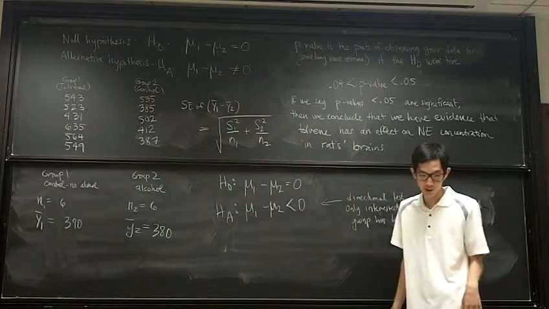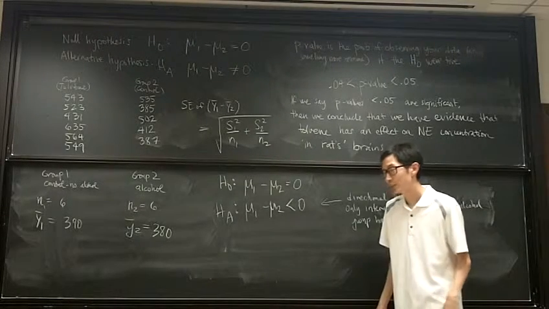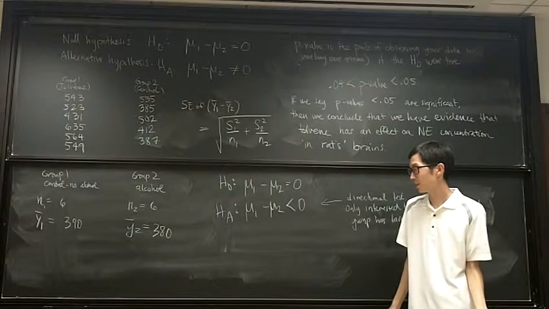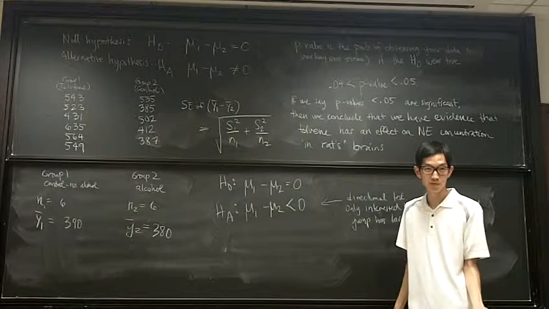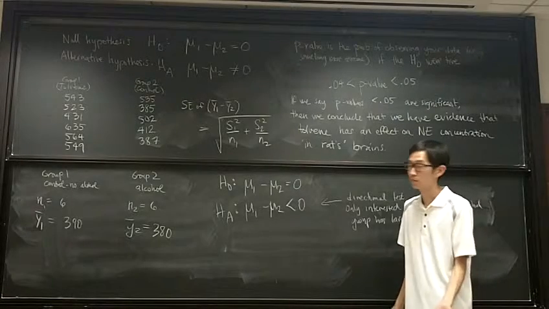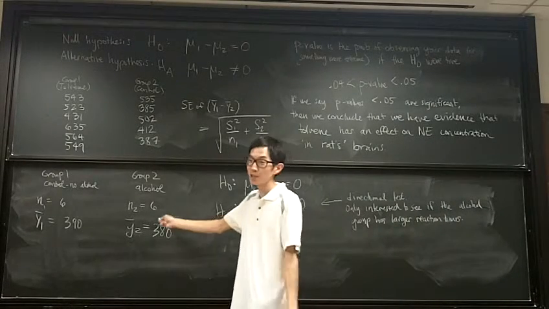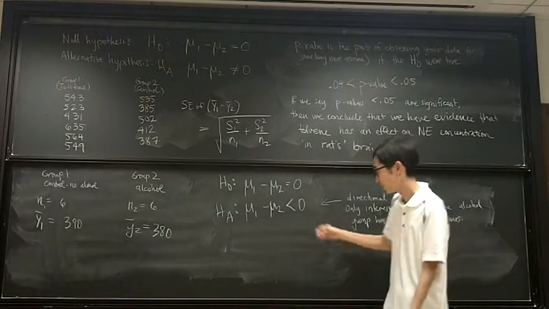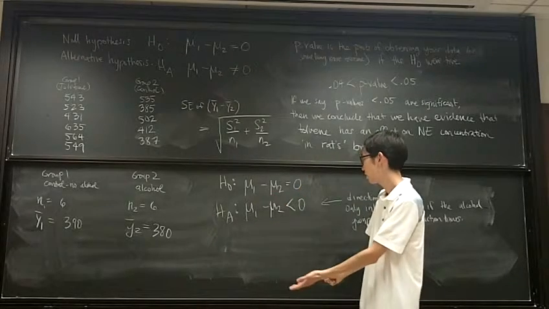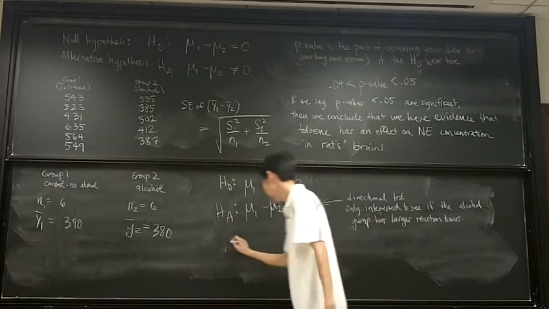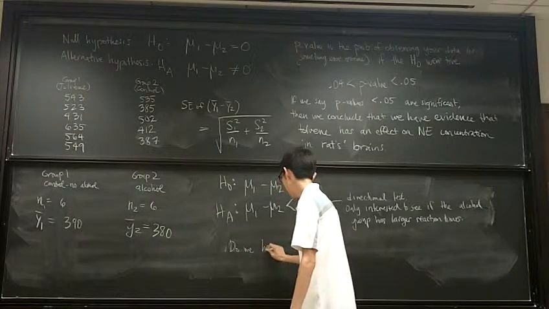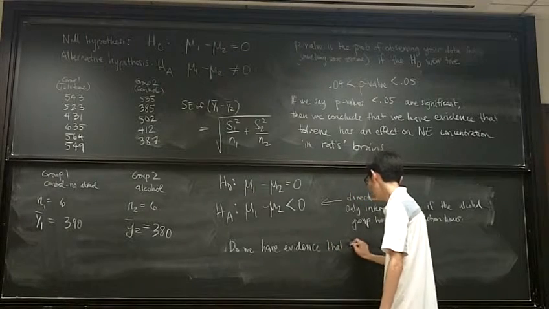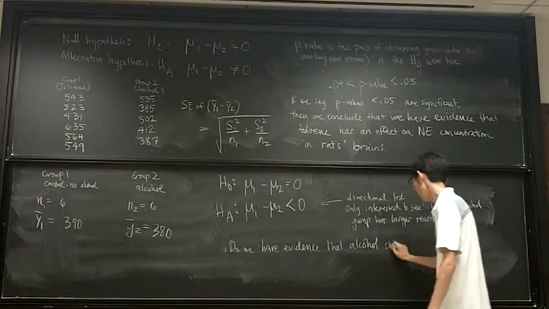Then your boss comes up to you and says, so you did your experiment. Do you have evidence that alcohol slows down reaction time? No. At this point, it seems that alcohol, if anything, speeds up people's reaction times. So if you get data like this, and somebody says, do we have evidence that alcohol slows down reaction time?